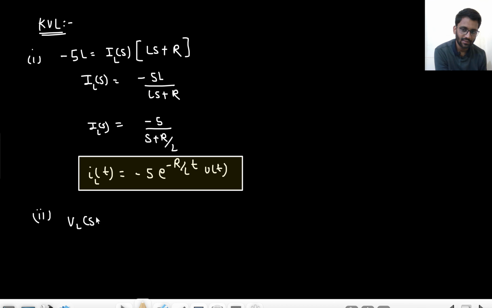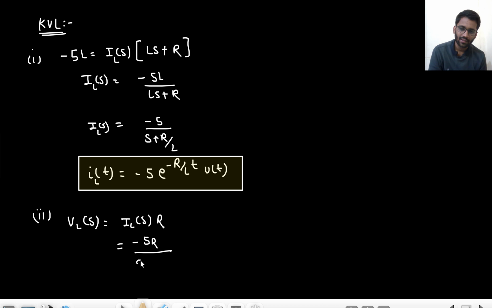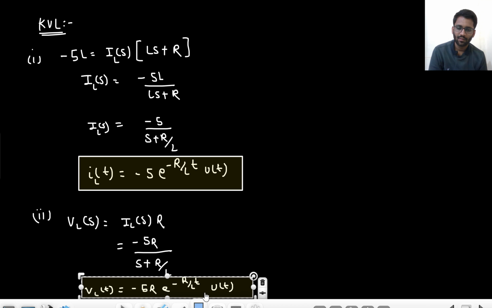So what will be your V_L(s)? Simple KCL KVL is there. V_L(s) is minus 5L plus I_L(s) into Ls, right? Or there is a simple way. What will be V_L(s)? V_L(s) will simply be I_L(s) into R. No need to write this; you can solve it by this as well. So it would be minus 5R upon s plus R by L. So V_L(t) will simply be minus 5R e to the power minus R by L t u(t). Are you getting my point? So that's how you can solve by Laplace as well, right?